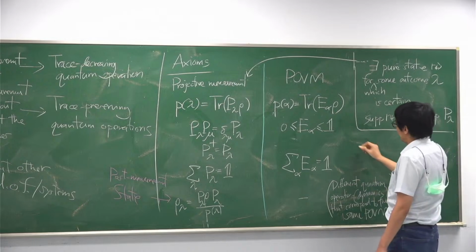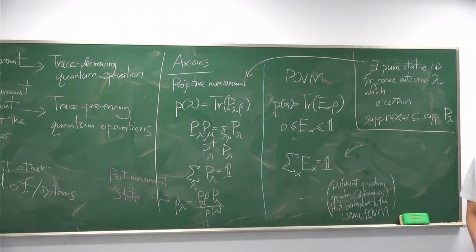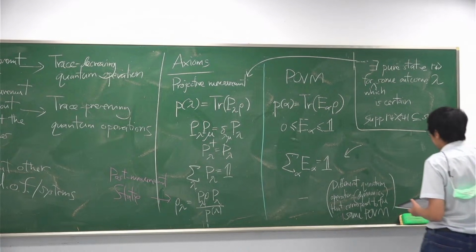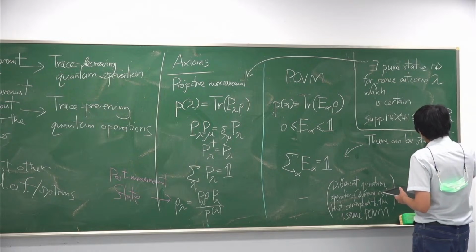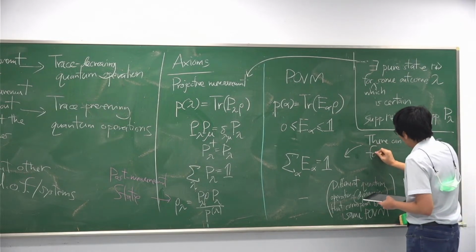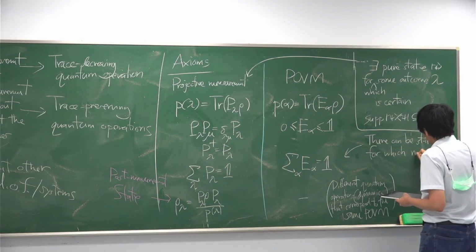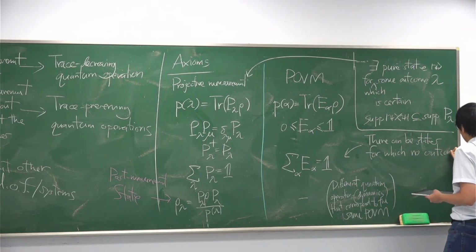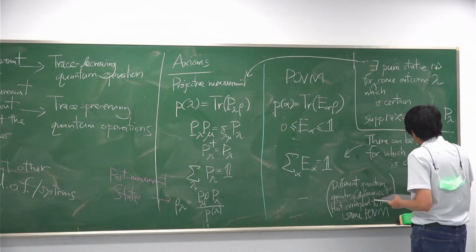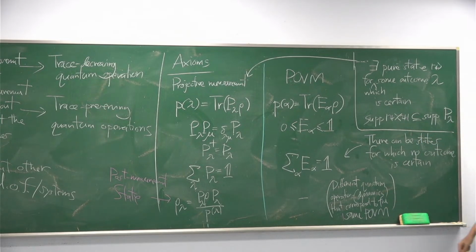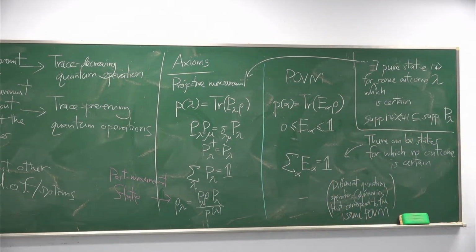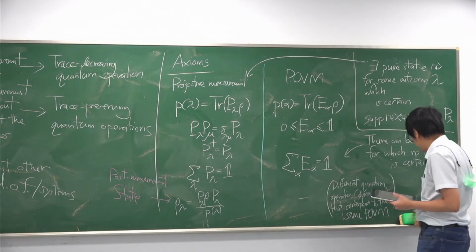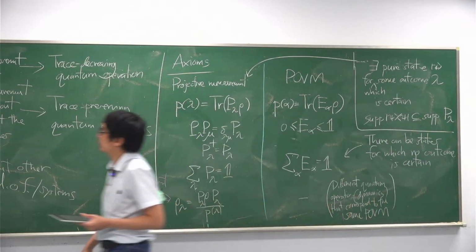However, for POVMs, this doesn't have to be true in general. So there can be states for which no outcome is certain, just because these operators don't have to be projectors. So let's look at an example before we dismiss this class.